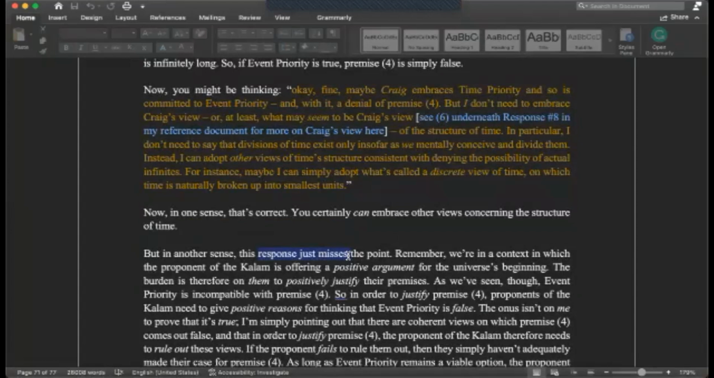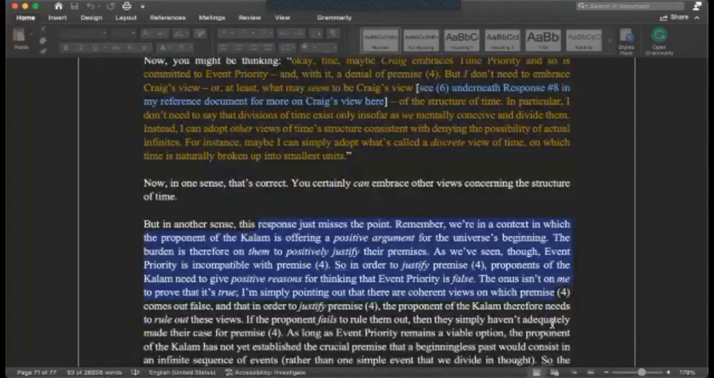As we've seen, though, event priority is incompatible with premise 4. So, in order to justify premise 4, proponents of the Kalam need to give positive reasons for thinking that event priority is false. The onus isn't on me to prove that it's true, right? I'm simply pointing out that there are coherent views on which premise 4 comes out false, and that in order to justify premise 4, the proponent of the Kalam therefore needs to rule out these views. If the proponent fails to rule them out, then they simply haven't adequately made their case for premise 4.